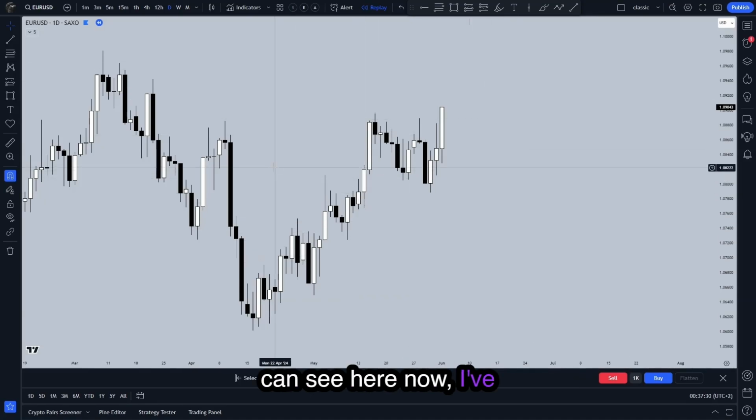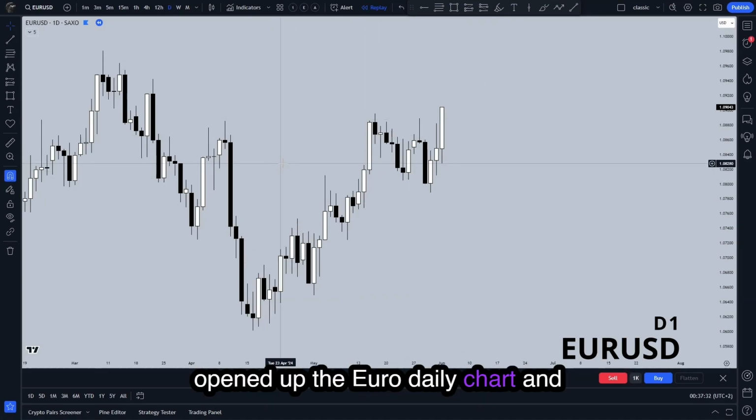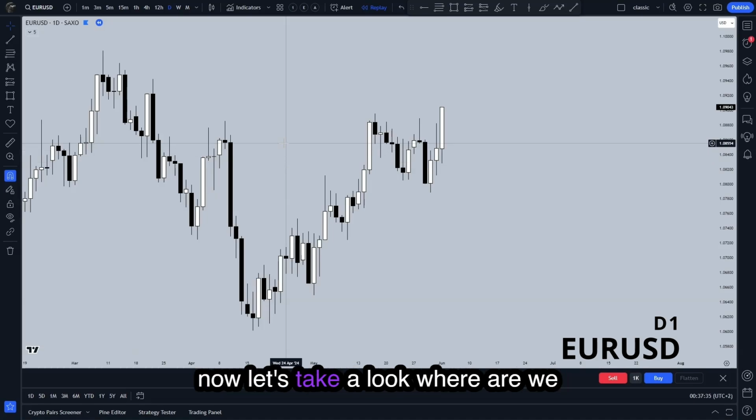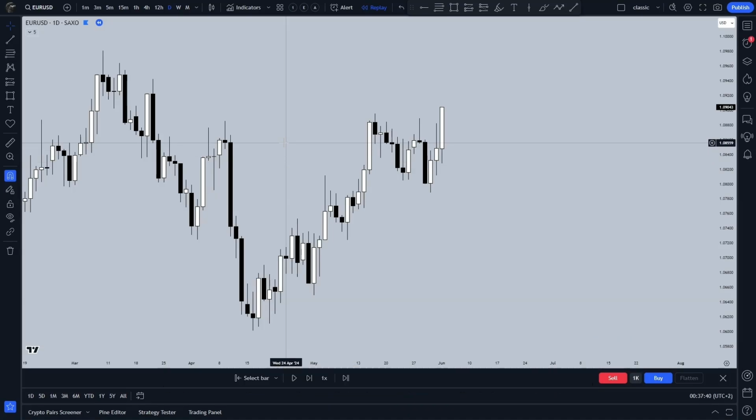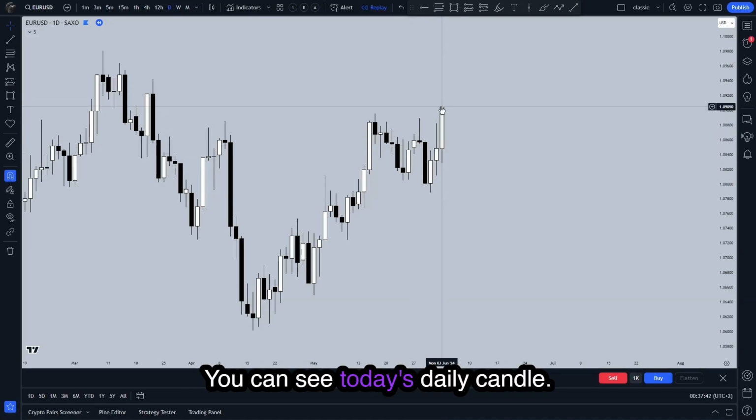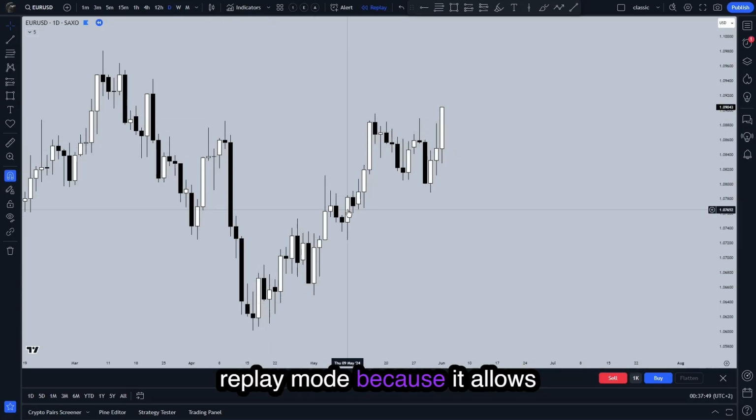As you can see here, I've opened up the Euro daily chart. Now let's take a look: where are we trading at the moment on the daily chart? You can see today's daily candle. By the way, we are right now in replay mode because it allows me to teach more easily.